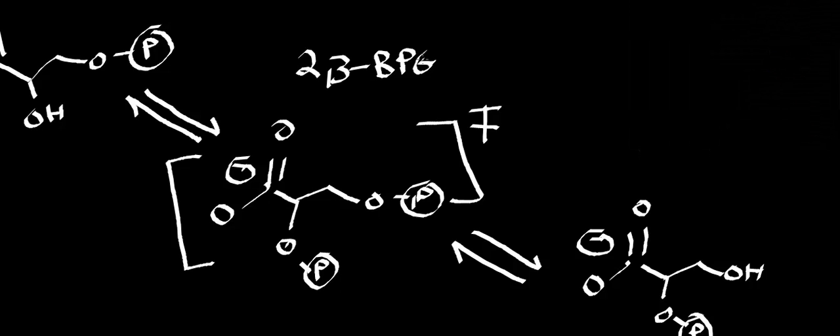So now we're going to introduce a big concept. We'll come back to 2,3-BPG in a few minutes. We have two states of hemoglobin. I'm just going to draw them as boxes. Actually, let me do one as a box, one as a circle. In this case, I'm going to designate this as the T state of hemoglobin, and this state as the R state. So what is the T state?